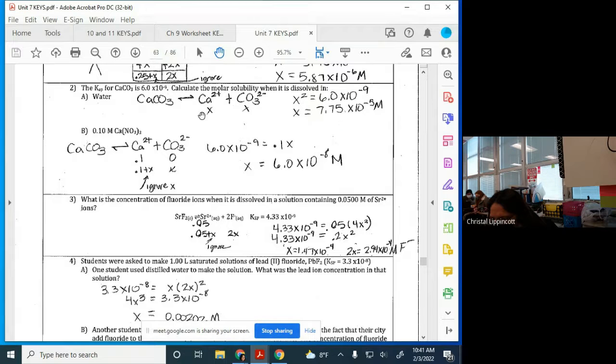So we calculated the solubility here. We represented this with an X and an X. We know that KSP is this. So X squared would equal this. And then if you take the square root of that, that's going to give you your molarity of each of these.